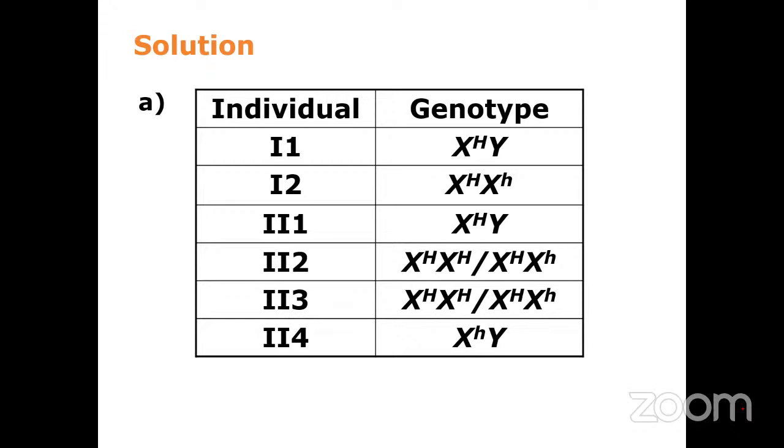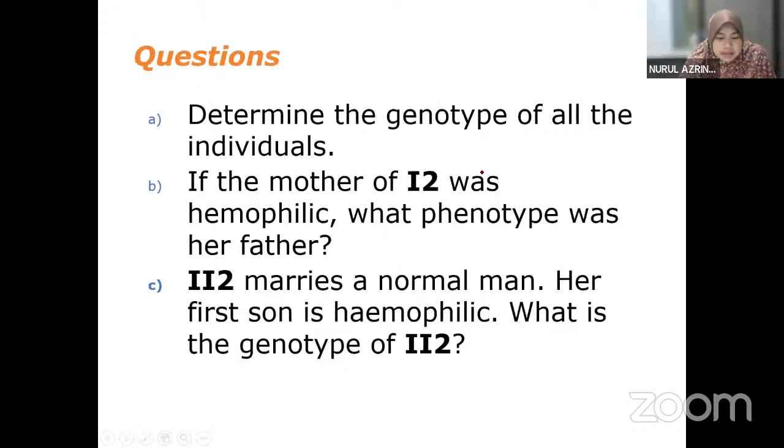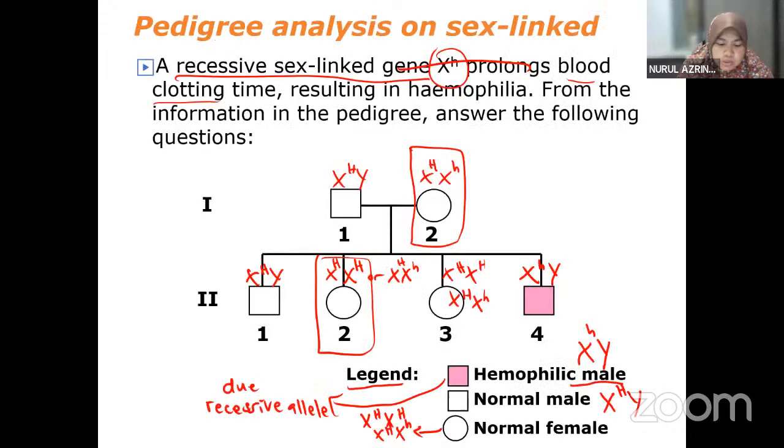Okay. Alright, second question. If the mother of 1-2 was hemophilic, what phenotype was her father? Okay, tengok balik. If the mother of 1-2 was hemophilic, jom kita tengok siapakah 1-2 ni.